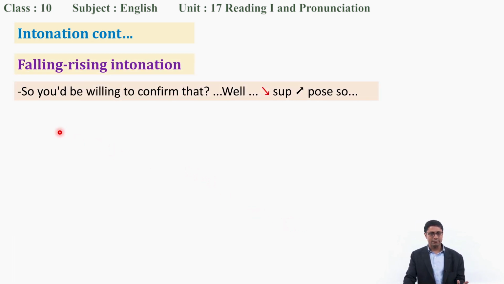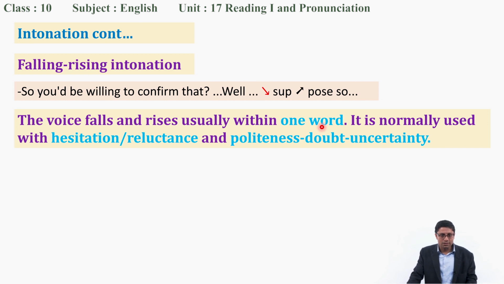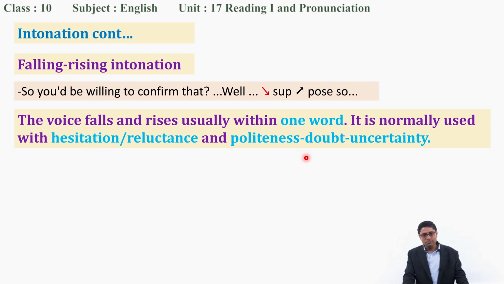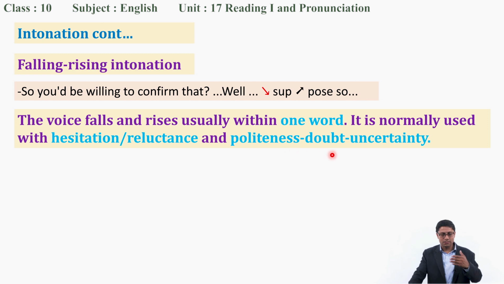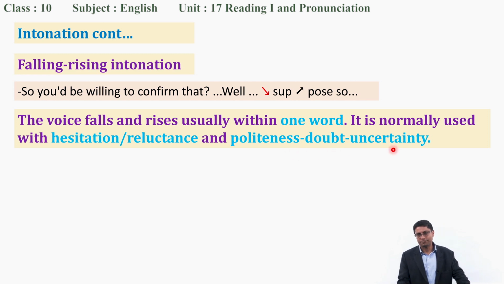For example, you can see there, it takes place within a single word. You see, "so you would be willing to confirm that." Somebody asks, then the person is hesitating to give the answer. "Well, suppose." So low then high. Okay, so in this way, falling-rising intonation is used within a single word, and generally it is used while expressing hesitation, reluctance, or sometimes even politeness, doubt, or uncertainty.